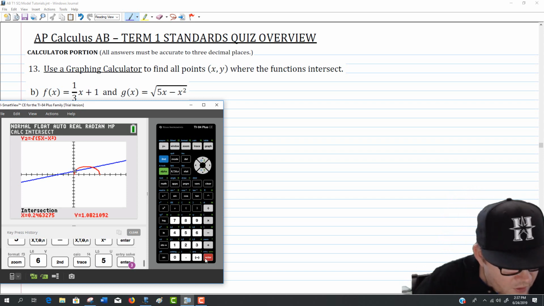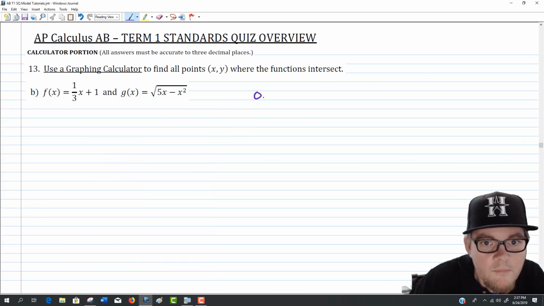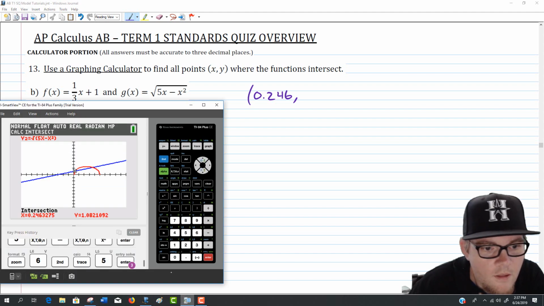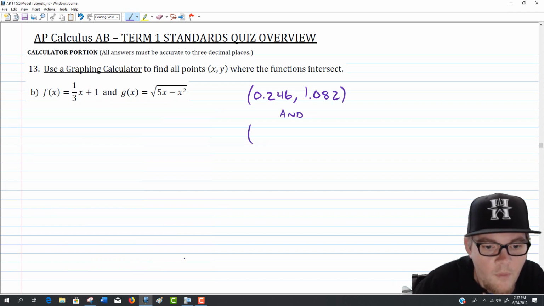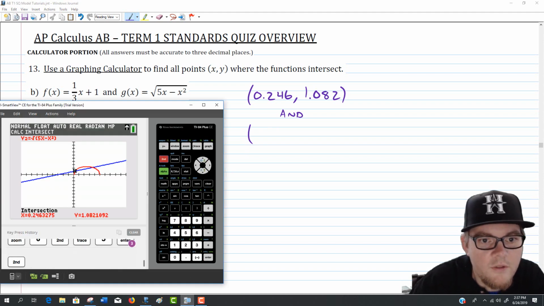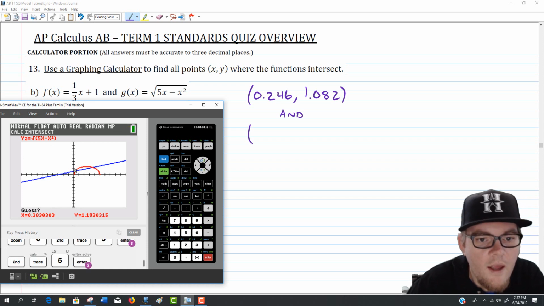Our first intersection is 0.246, comma 1.082. Our second intersection, I know I saw two of them in there. Our second intersection, we'll again go second trace, go to option 5, we'll enter, enter, and then we'll go over and we'll choose the second intersection point.